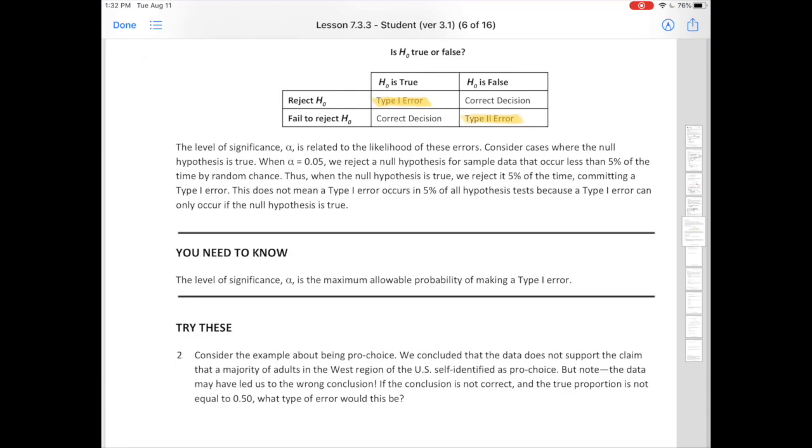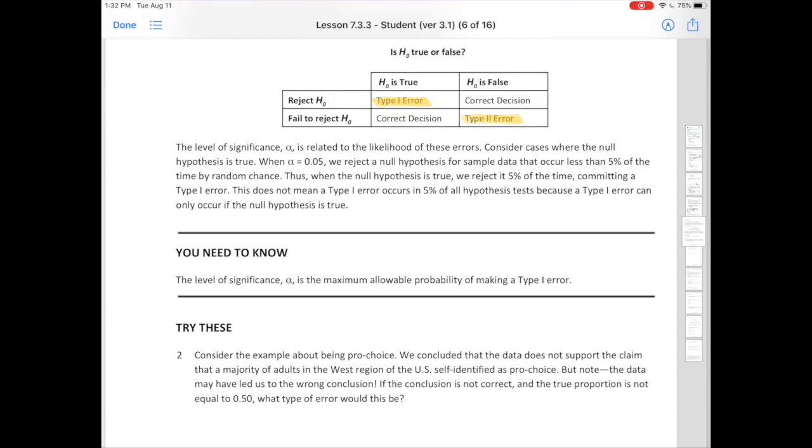The level of significance, alpha, is related to the likelihood of these errors. Consider cases where the null hypothesis is true. When alpha is equal to 0.05, we reject a null hypothesis for sample data that occur less than 5% of the time by random chance. Thus, when the null hypothesis is true, we reject it 5% of the time, committing a type 1 error. This does not mean a type 1 error occurs in 5% of all hypothesis tests, because a type 1 error can only occur if the null hypothesis is true.